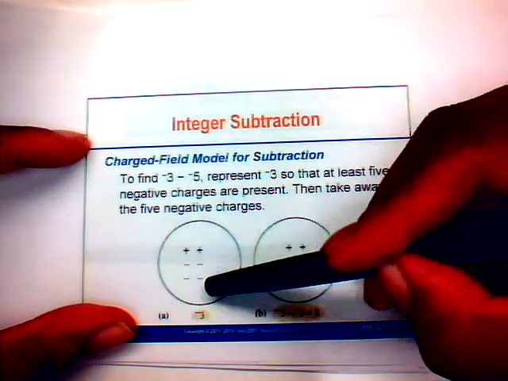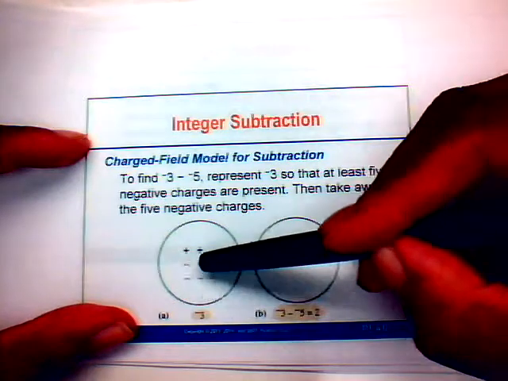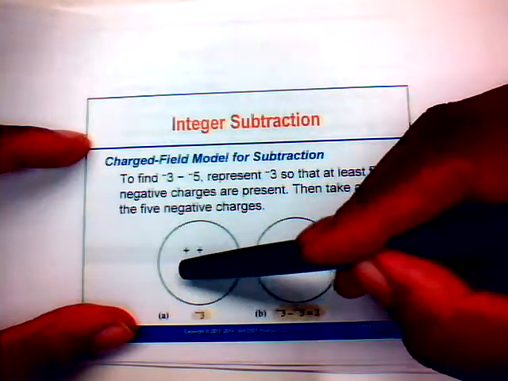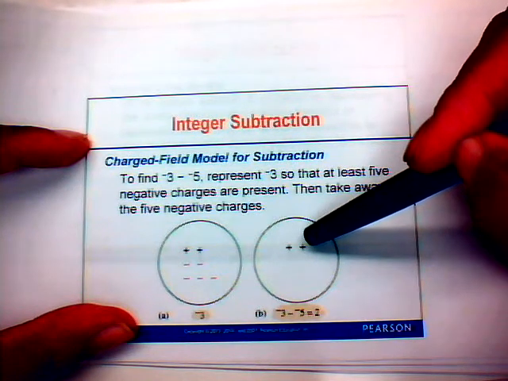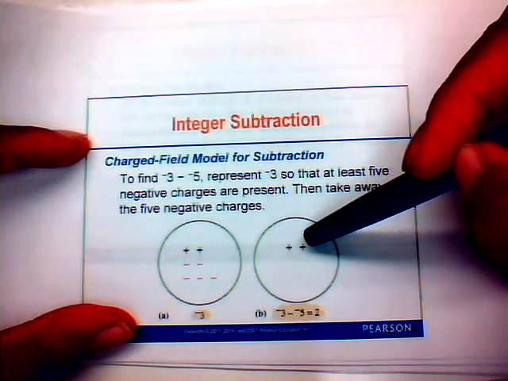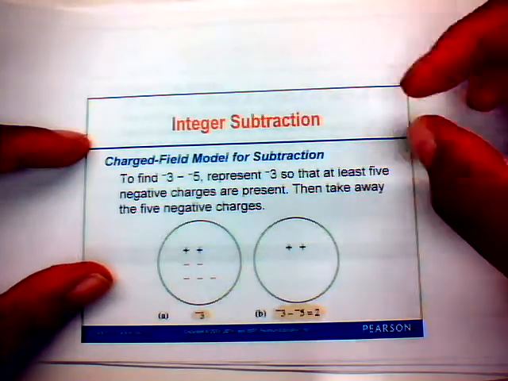Now we can take away negative 5 charges. We're left with 2 positive charges. So this is an illustration of negative 3 minus negative 5 equal to 2.